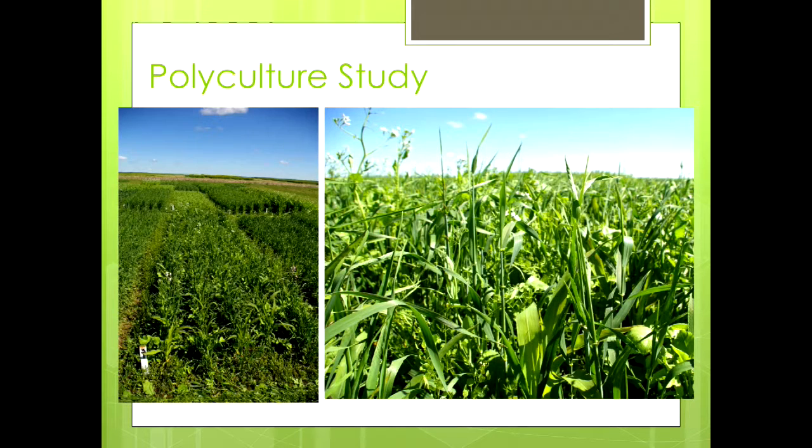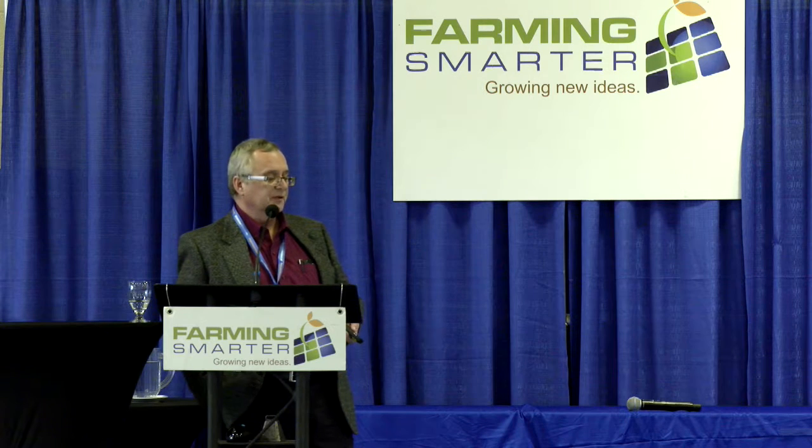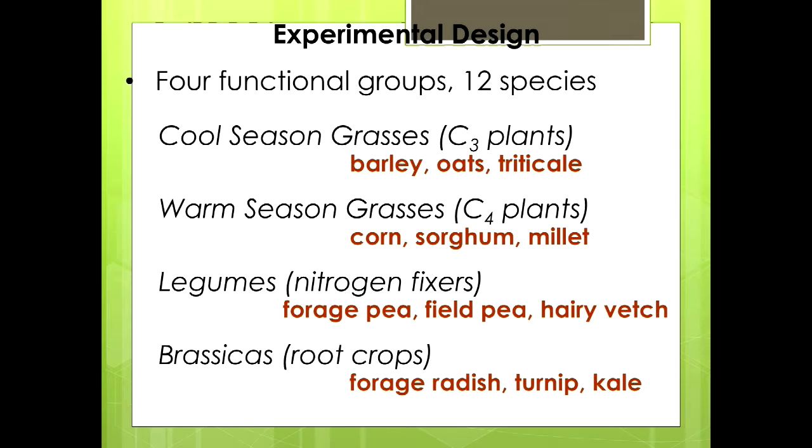Okay, here's the polyculture crop itself. On the left side, you have some of the plots, and in the larger picture is actually our 12 species mix. Within the experimental design, we looked at 4 functional groups. We had our cool season grasses, which included barley, oats, and triticale.